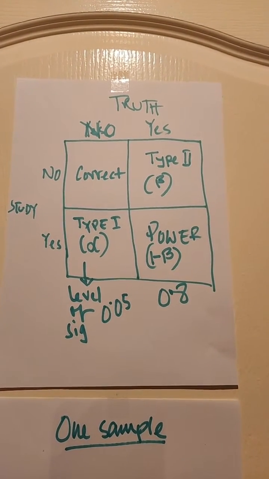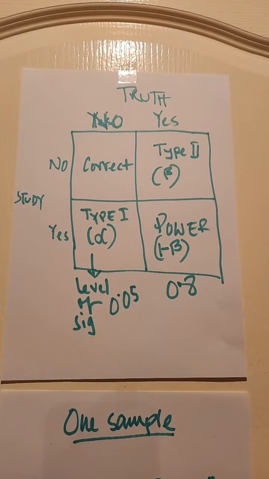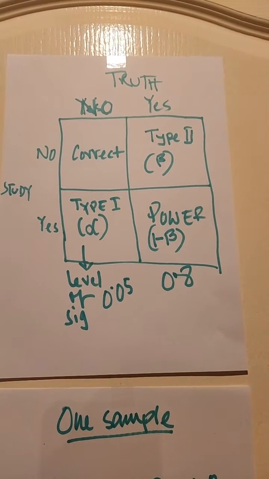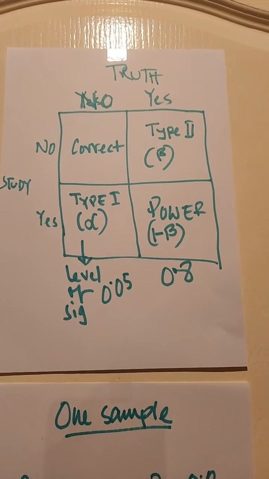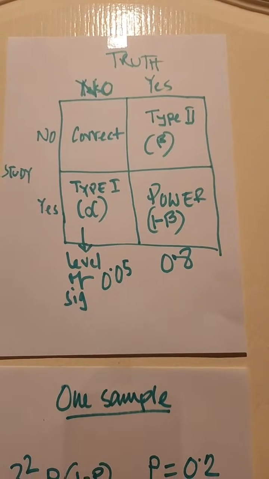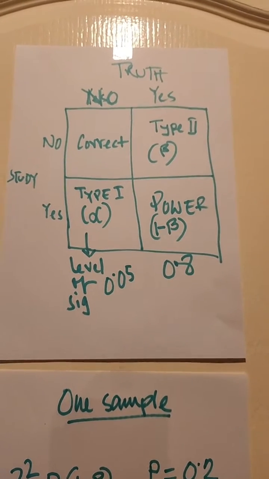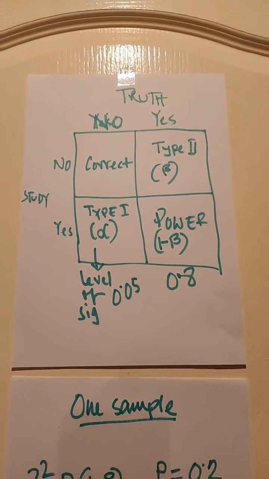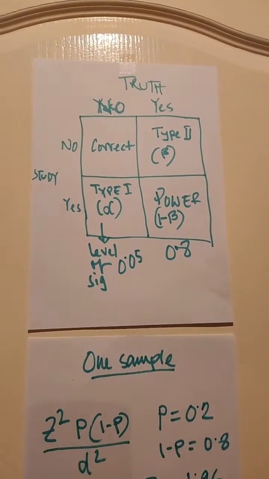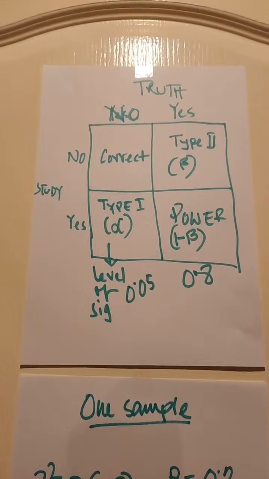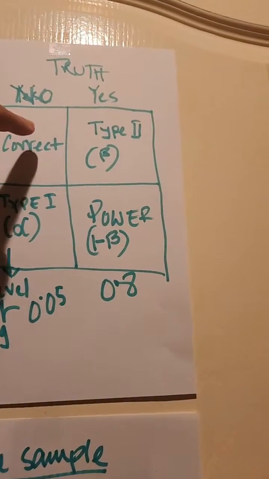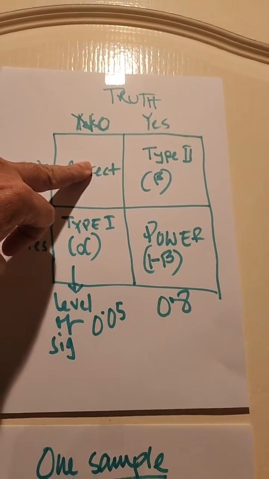We discussed 4 different scenarios. And the first one is, suppose you are doing a study and you want to find an association between X and Y. And in your study, you find no association. And the truth is also the same, that there is no association, which means that the null hypothesis is true. Then you are actually landing on this cell, which is correct.